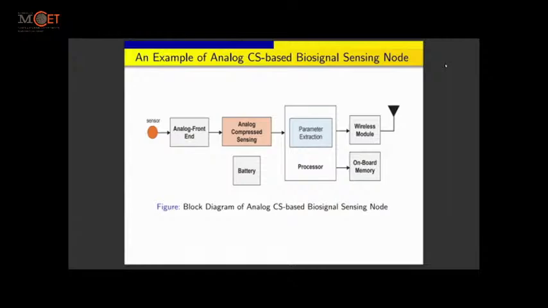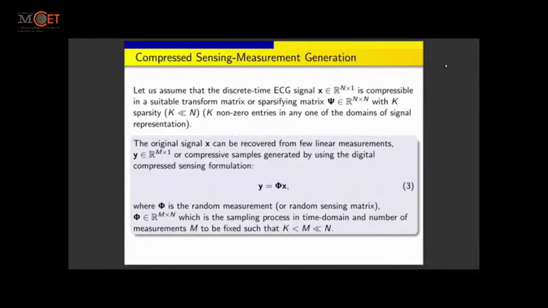Now, there are two types of realization of compressed sensing. I can use the compressed sensing concept in the digital domain for data reduction purposes. In this case, I'll use a traditional analog to digital converter, then I'll use the concept of digital compressed sensing. In the sense that I will implement only this expression, y equals phi times x, where x is the discrete time signal, phi is the sensing matrix, and y is the measurement.